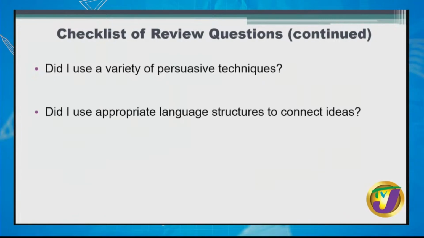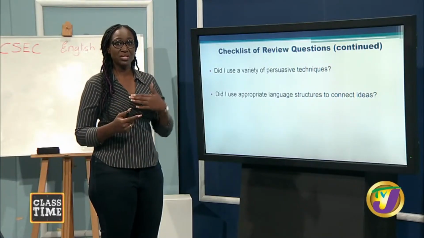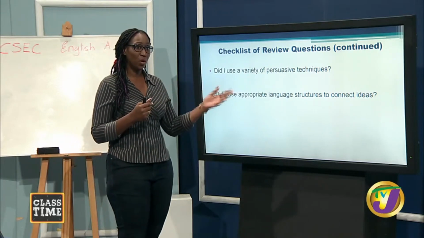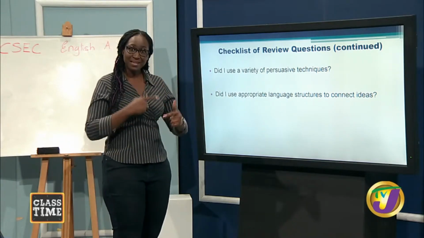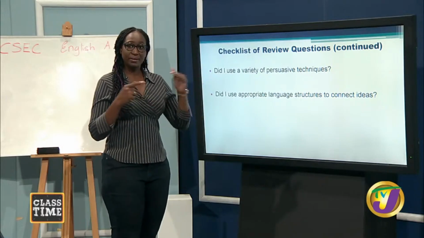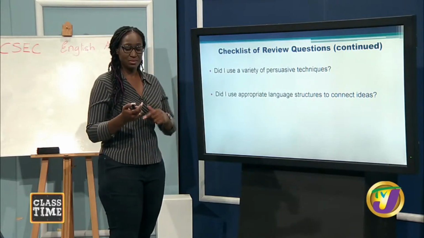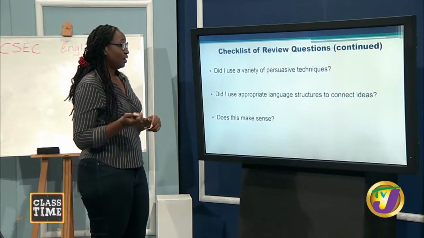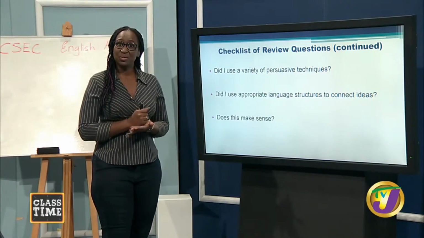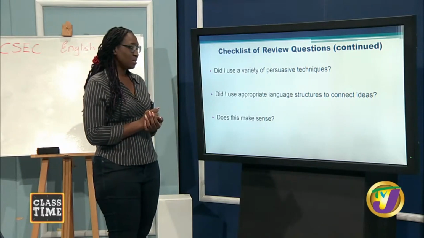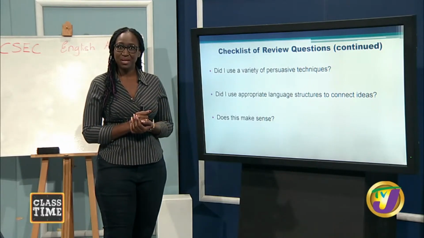The next question, did I use appropriate language structures to connect ideas? Remember, it is an English exam. So of course you want to make sure that the ideas are connected. We talked about using your transitions. So your transitional phrases that flow from one paragraph to the next and inside each paragraph from one idea to the next, one sentence to the next. A very important question: does this make sense?